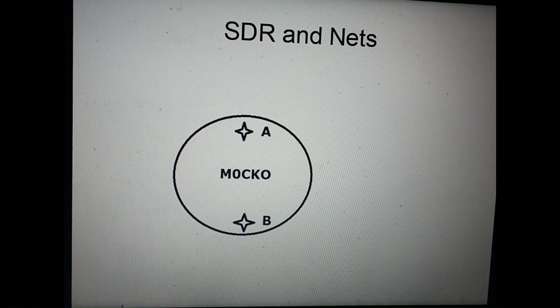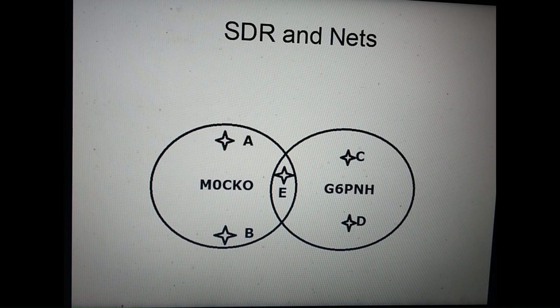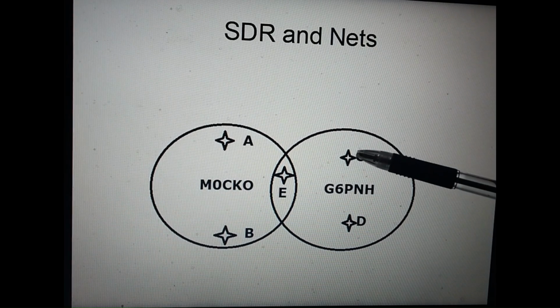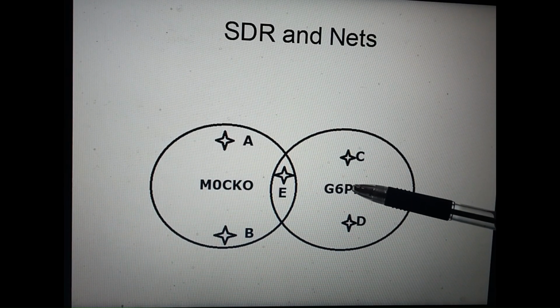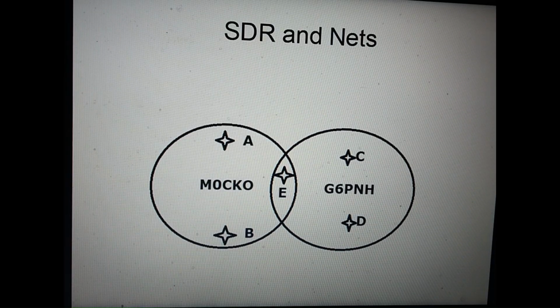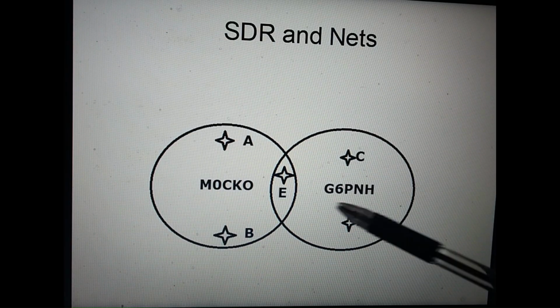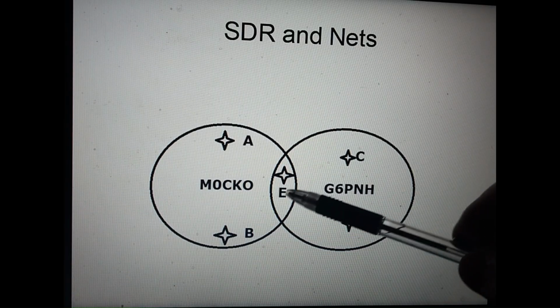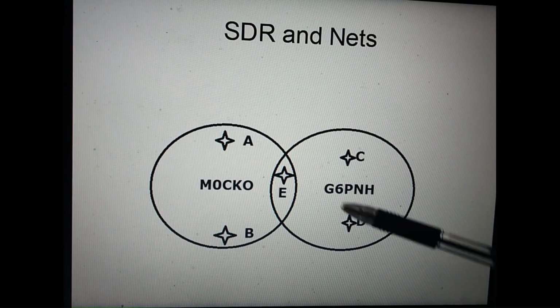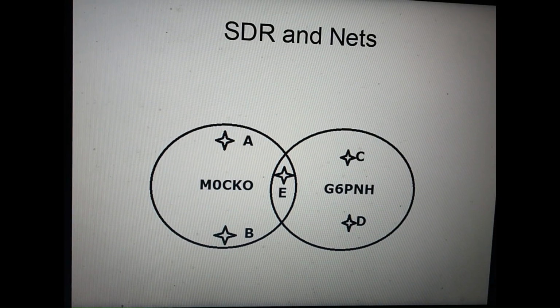Okay, just moving on then and adding a second SDR, it ends up looking like this. So you've got the same idea. C and D can't hear each other, but the G6PNH SDR there means that C can transmit, D can receive, and again vice versa. Anybody in zone E should be able to pick both SDRs up and be able to hear everybody.